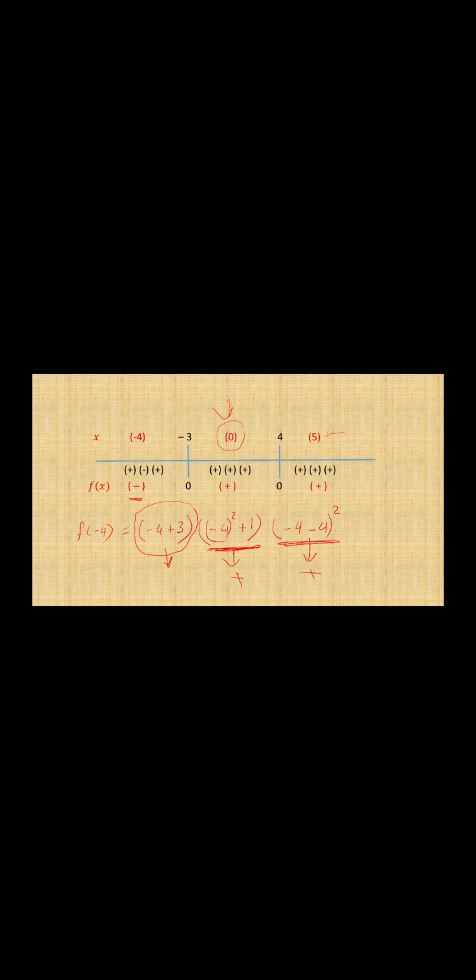So we can say that the function is negative, below 0, when x is less than negative 3. This part of the function lies below the x-axis. And the function is positive in two intervals: from -3 to 4 and from 4 to infinity.